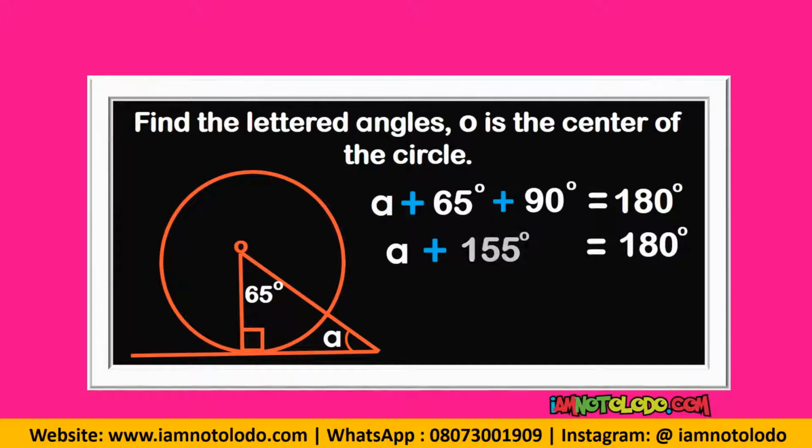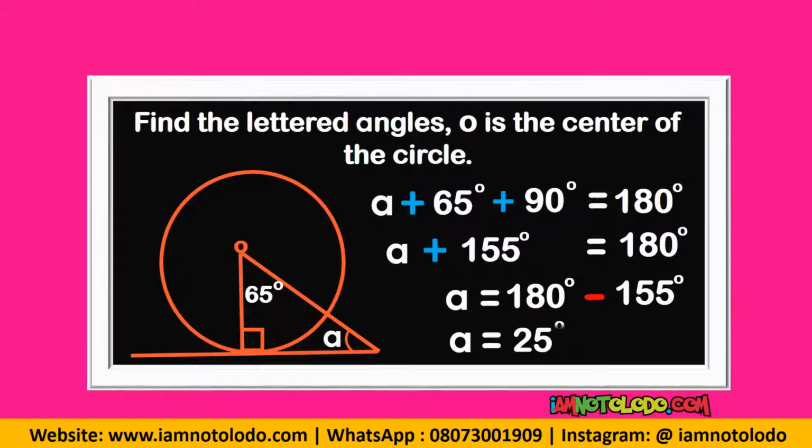We move this to the other side. So A equals 180 degrees minus 155 degrees. A equals 25 degrees. So the value of A is what? Is 25 degrees. Do you understand? Good.